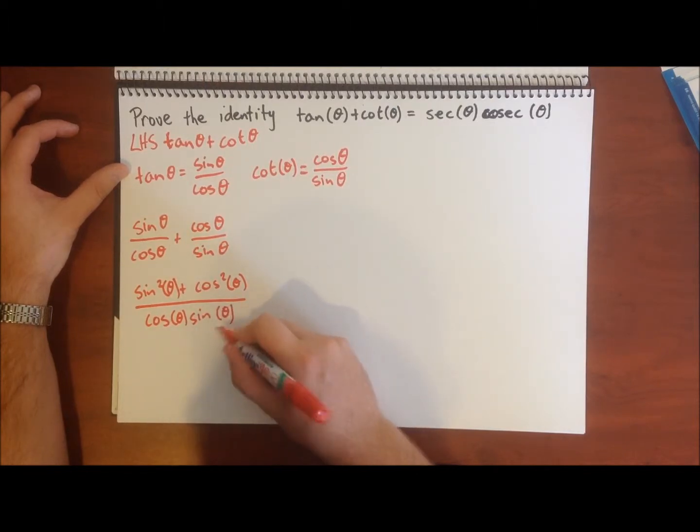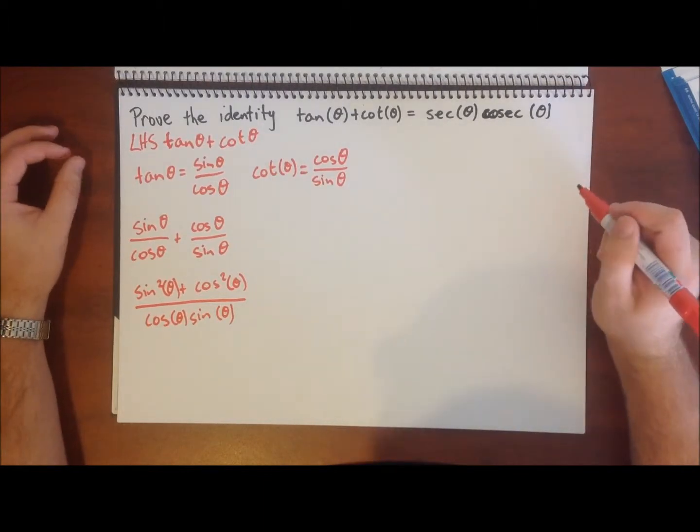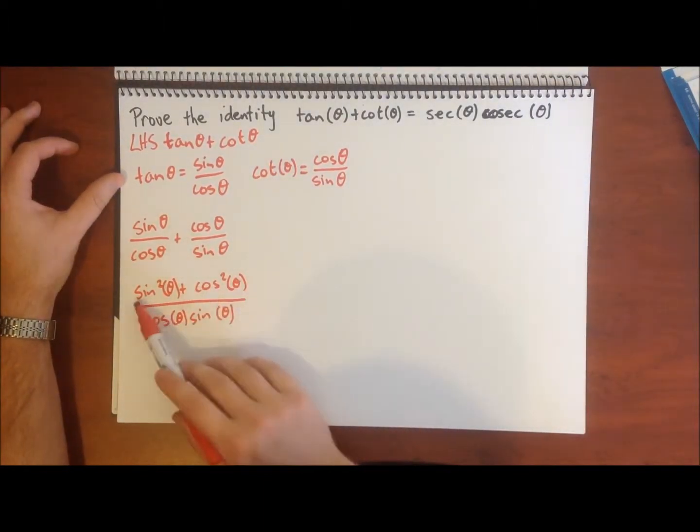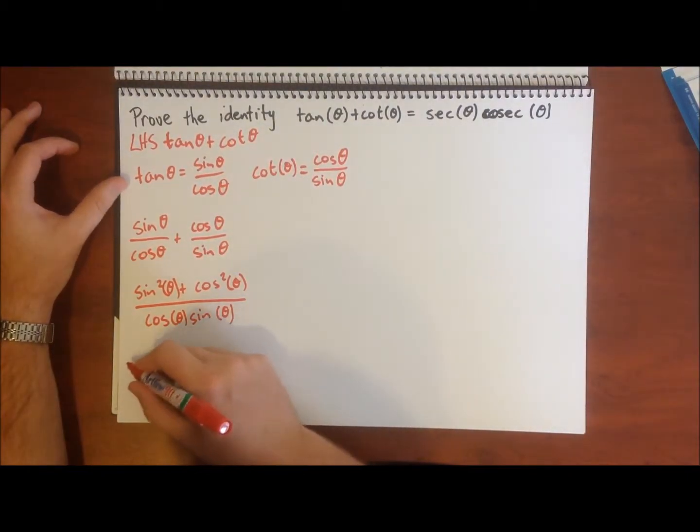We just need to remember too that now this top line, sine squared plus cos squared, we can write that as equal to 1.